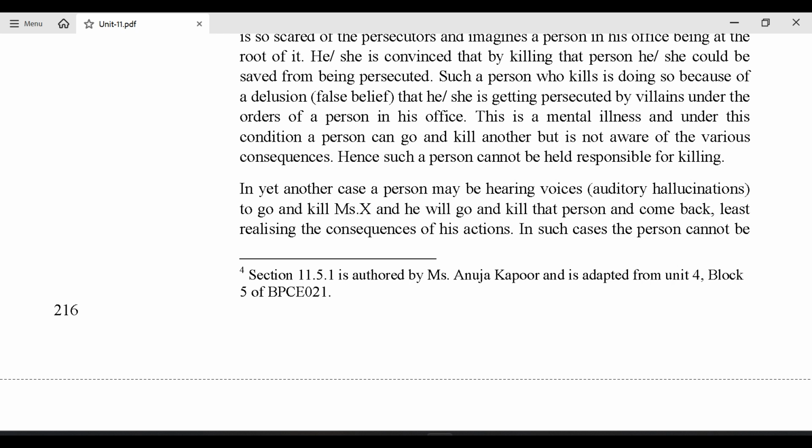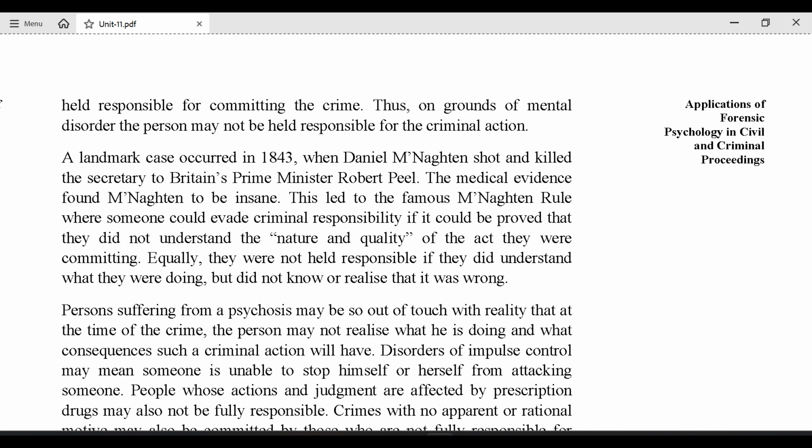In yet another case a person may be hearing voices, auditory hallucinations, to go and kill Miss X, and he will go and kill that person and come back, least realizing the consequences of his actions. In such cases the person cannot be held responsible for committing the crime. Thus, on grounds of mental disorder the person may not be held responsible for the criminal action.